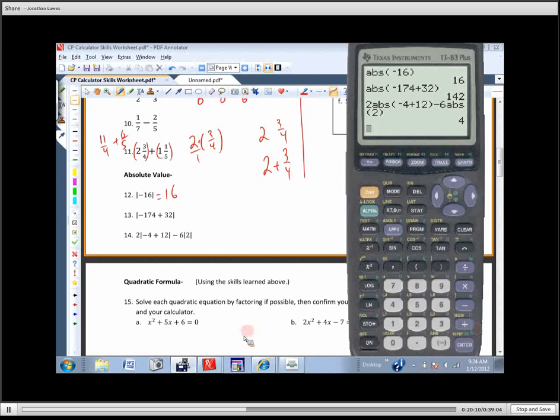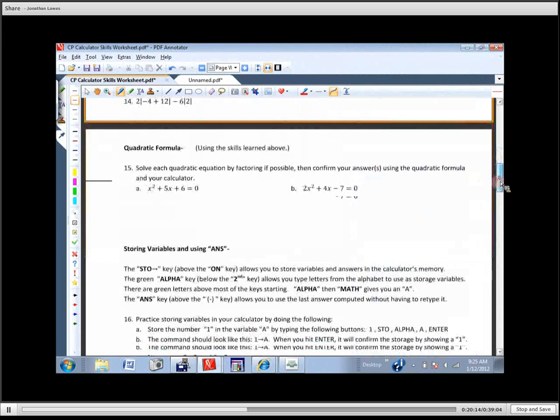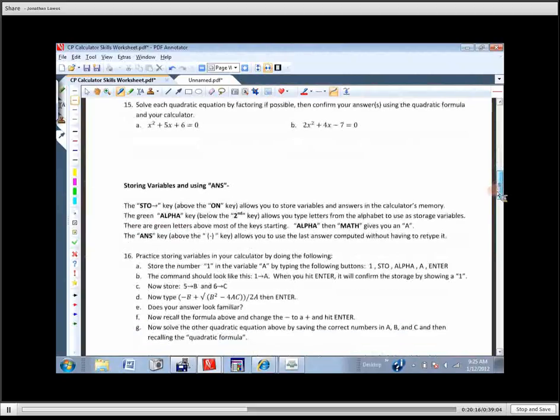Let's get to something a little more interesting. I'm hoping we can get through 15 and 16. That'll give us a really good head start on stuff. So it says solve each quadratic equation by factoring if possible, and then confirm your answer using the quadratic formula and your calculator. So we want to do both.